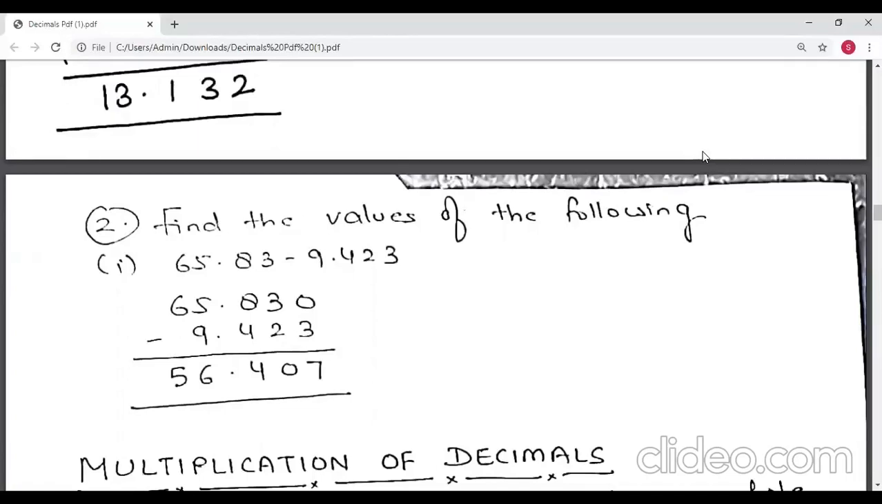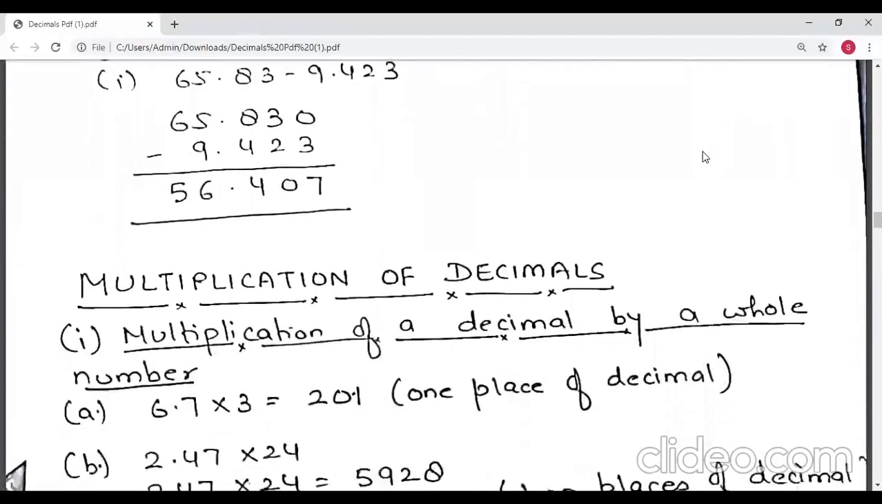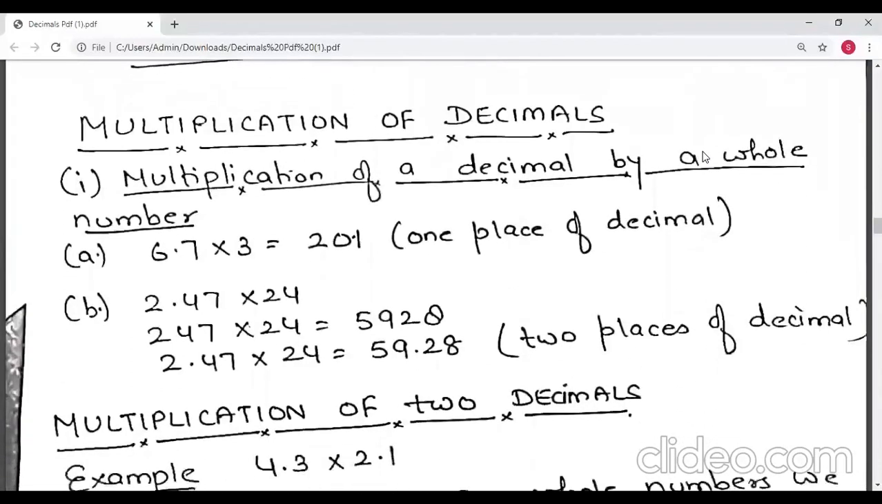56.407. In the fundamental operations, now we'll be studying multiplication of decimals. Your first point is multiplication of a decimal by a whole number. For example, 6.7 multiplied by 3. Multiply the number 67 by 3, you will get the answer as 201, and because it has only one decimal place, you have to shift the decimal place from the right side and get the answer as 20.1. That means one place of decimal.